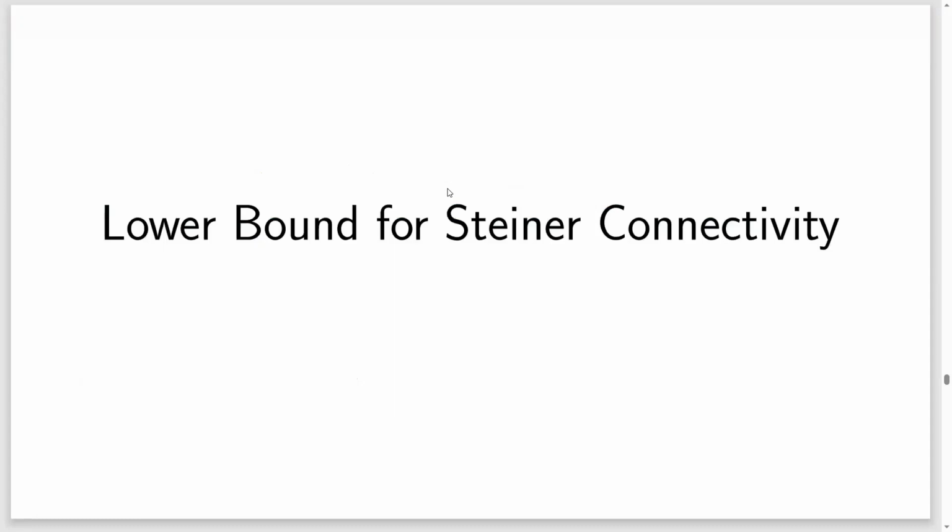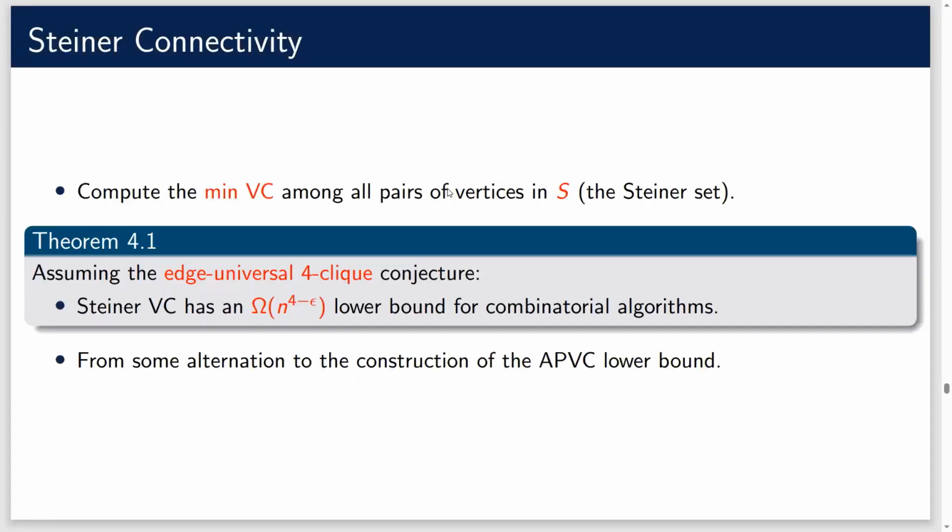We go on to standard connectivity. First, the definition of the connectivity is that we compute the minimum vertex connectivity among all pairs of vertices in S, which is the standard set. This theorem says that, assuming a new conjecture called the edge universal Fock-Lee conjecture, we have an Omega(n^(4-epsilon)) lower bound for standard vertex connectivity for combinatorial algorithms.